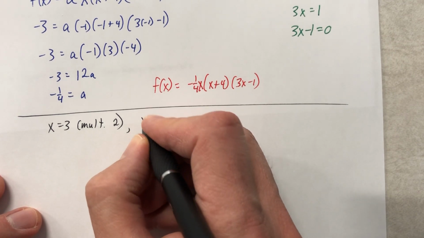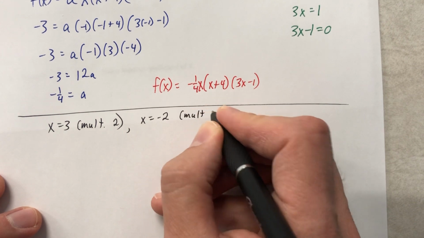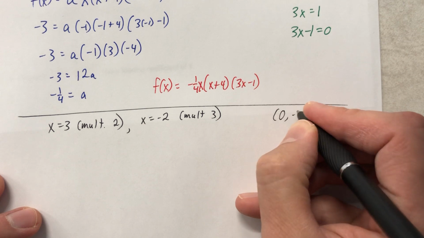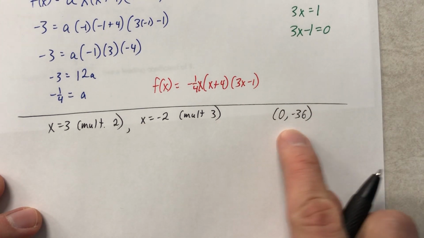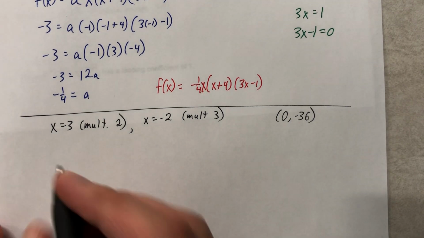X equals -2 with a multiplicity of 3, so triple root, and it has a y-intercept of -36. I'm going to write that like a coordinate. That's just good to know. So let's jump in. Same thing we've been doing. Don't make it harder than it is.